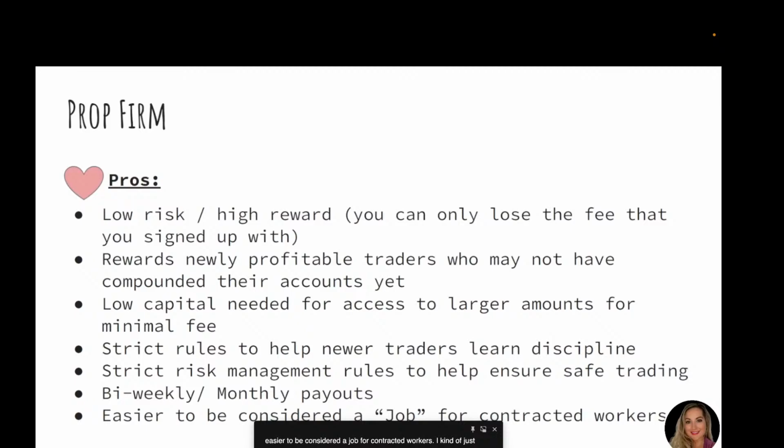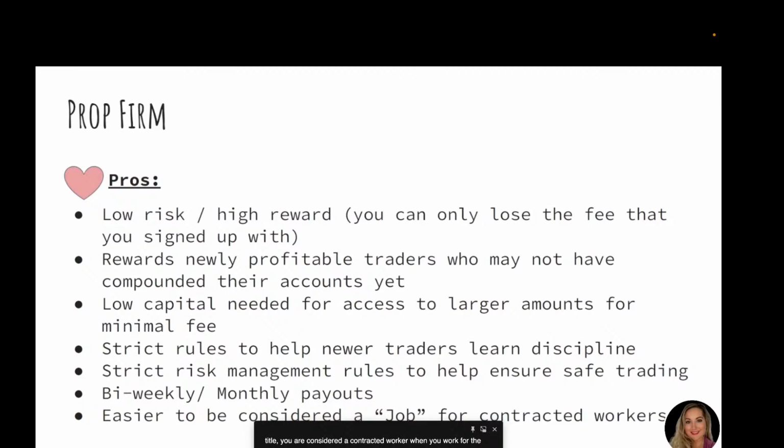But if you like the idea of having a job type of title, you are considered a contracted worker when you work for these prop firms. When you are hired on, and I mean hired on in little air quotes because you're not officially hired, but when you are given your contract to work with them, you're considered a contracted worker now.